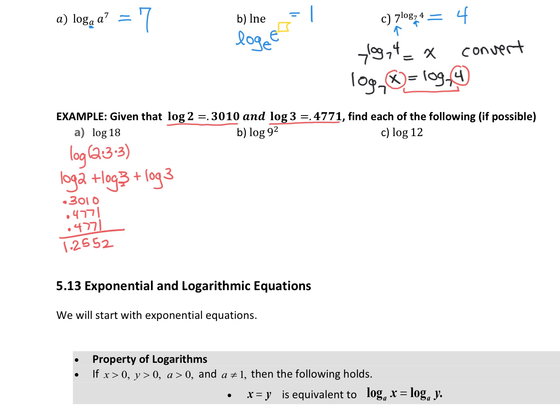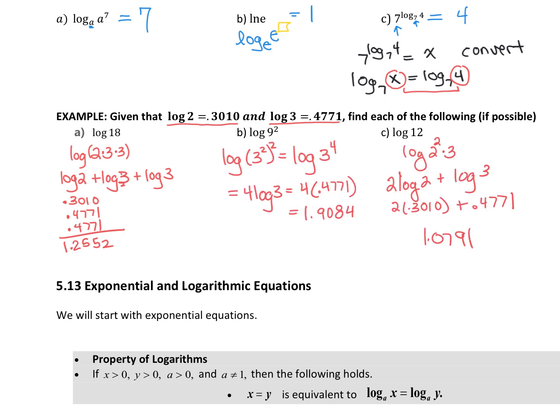Take a moment and see if you can expand log base 10 of 9 to the 2nd, or just log of 9 to the 2nd, and log 12 using 2's and 3's. There is more than one way to do it. Pause your video and see if you can do those two, and I will put the answers. As I said before, there is more than one way to do these, but as long as you got the answers 1.9084 and 1.0791, you should be good.